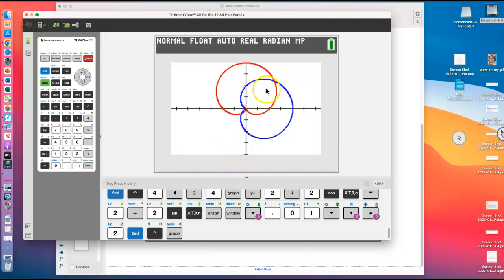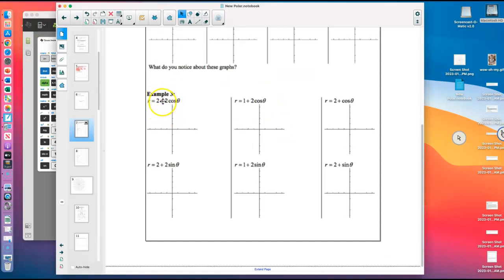Do you notice the difference between the cosine one in blue and the sine one in red? What's the only difference? Yep. The orientation, yeah, the symmetry is different. Why it does that is coming when we graph it by hand. So when these numbers out front are tied, it's going to make a cardioid. What's it going to make? Cardioid. What if I change these to 3s or 4s? What's the only thing that's going to happen? Be fatter, okay, or bigger.